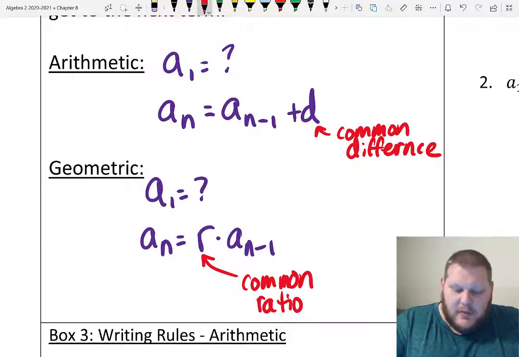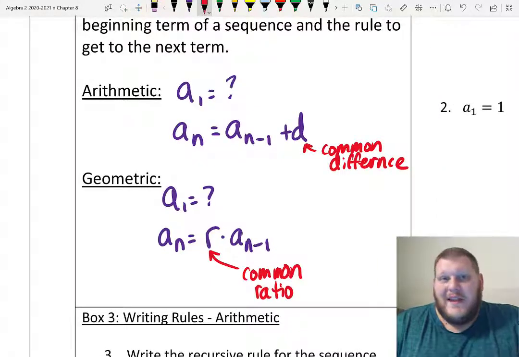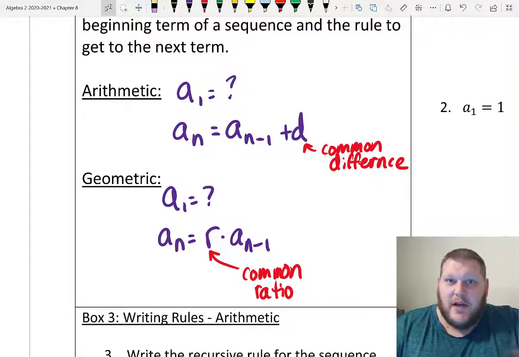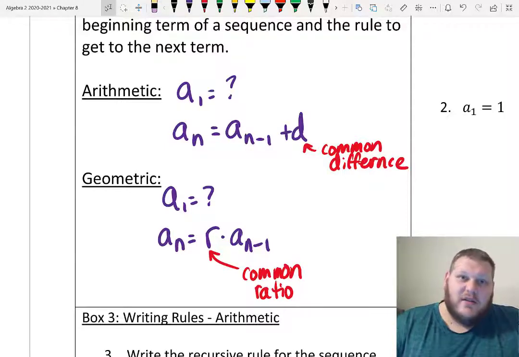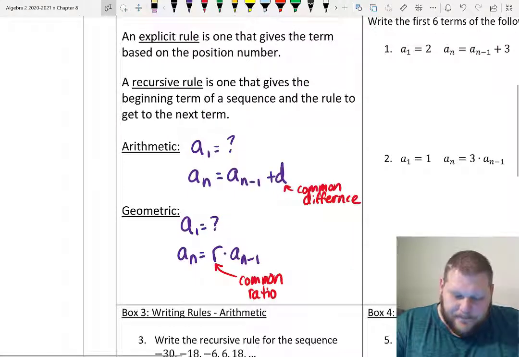So a little bit different, but in general, again, you're still looking for the same things. You're just looking for a starting value. You're looking for some common difference or a common ratio, a multiplier or an addition or subtraction to get from one to the next. So not a whole lot different. It's just our answer looks different format-wise.